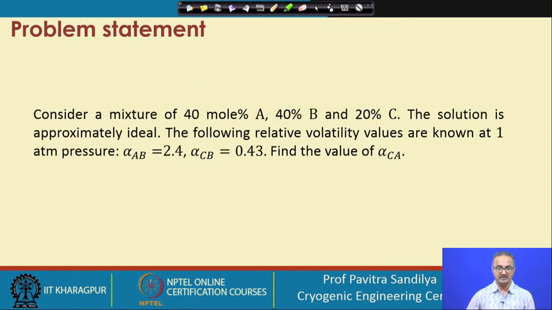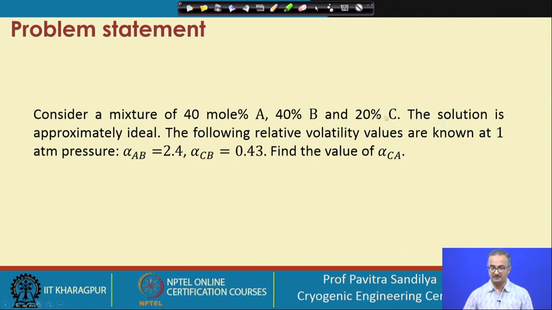The next problem we attempt is a mixture of A, B and C with mole fractions of 40 mole percent of A, 40 mole percent of B and 20 mole percent of C. To check whether these values are correct, you can simply add them and check whether they come to 100. Since in this case it is coming to 100, our given data is fine. If it is not coming to 100, then something is wrong with the data or maybe we are missing some other component.